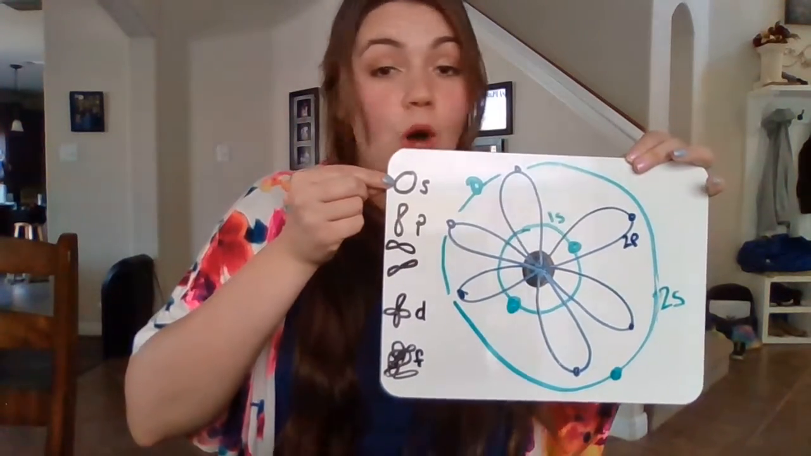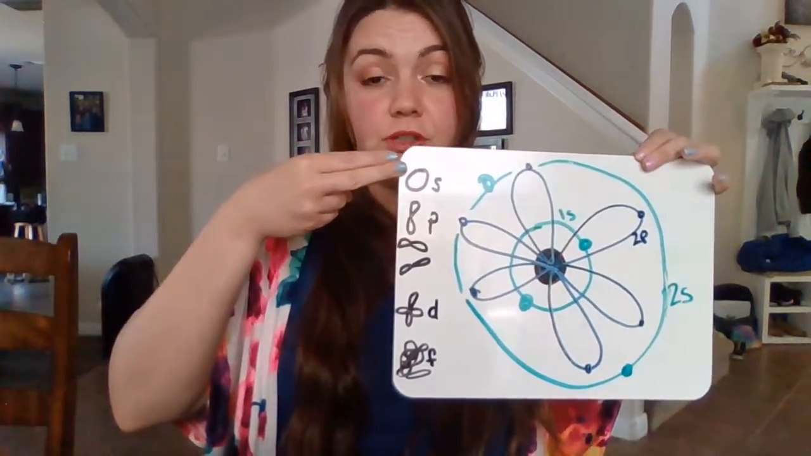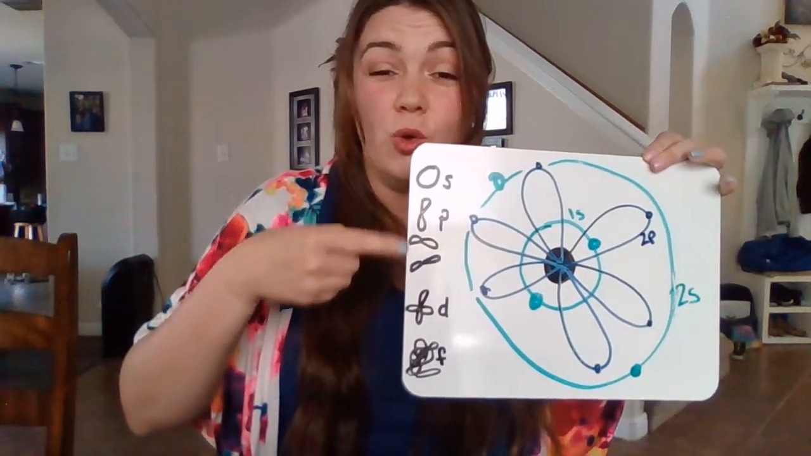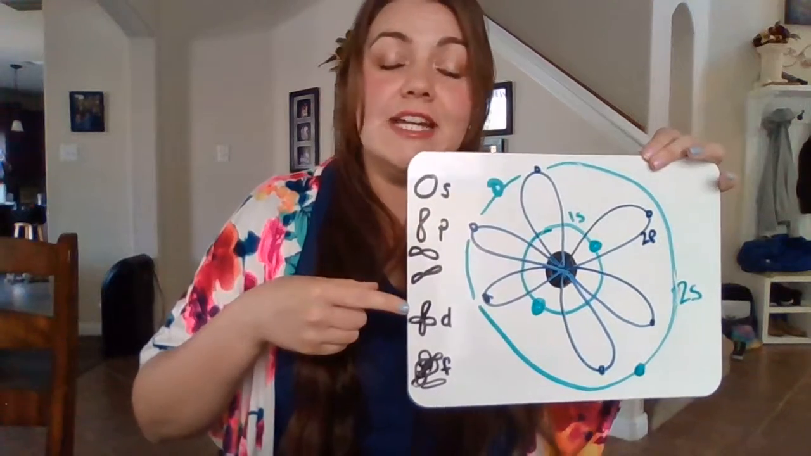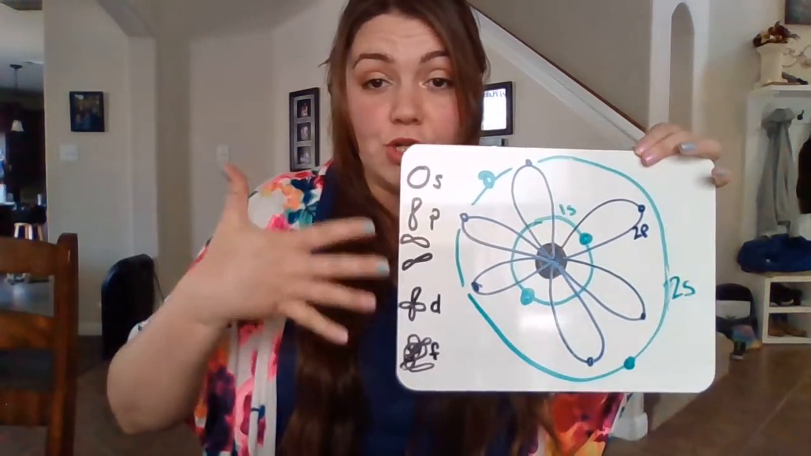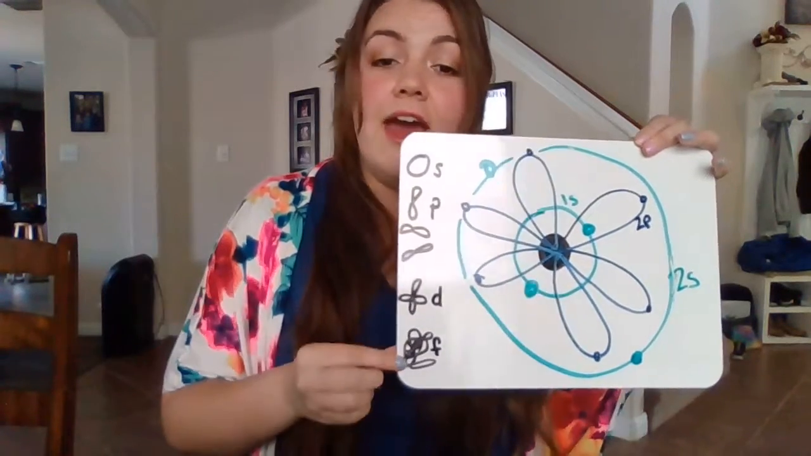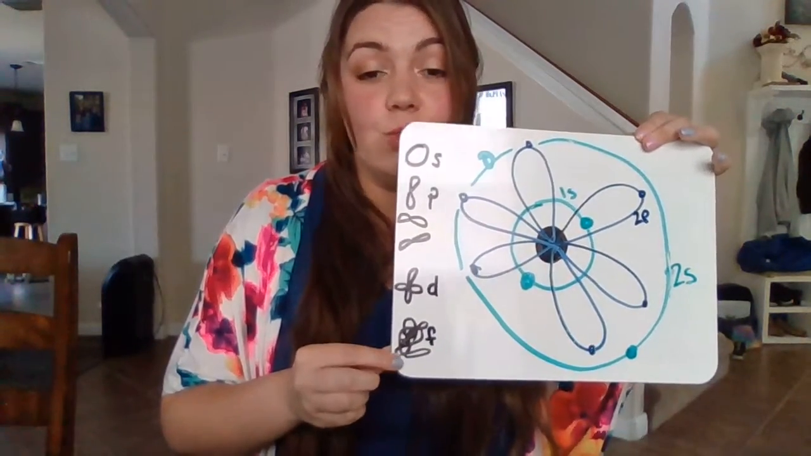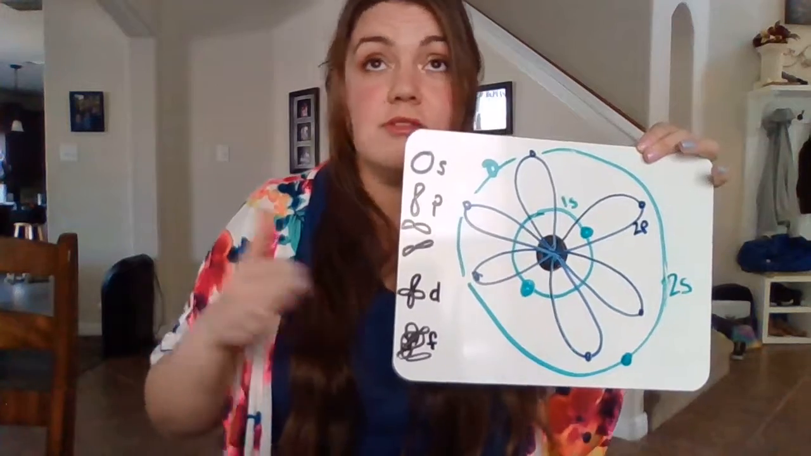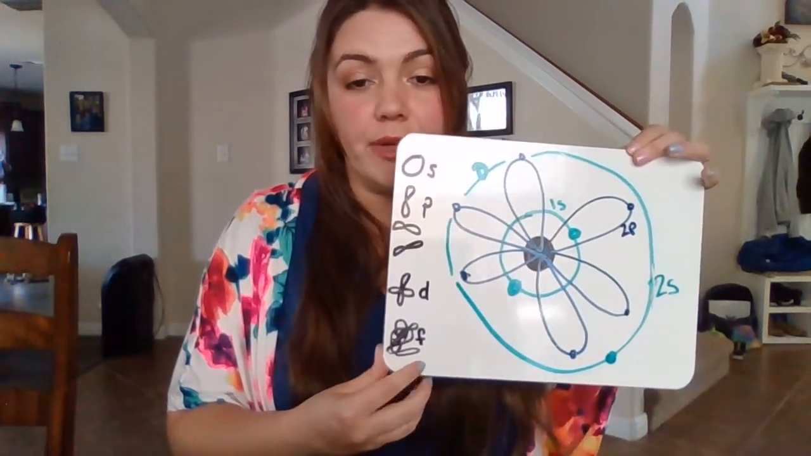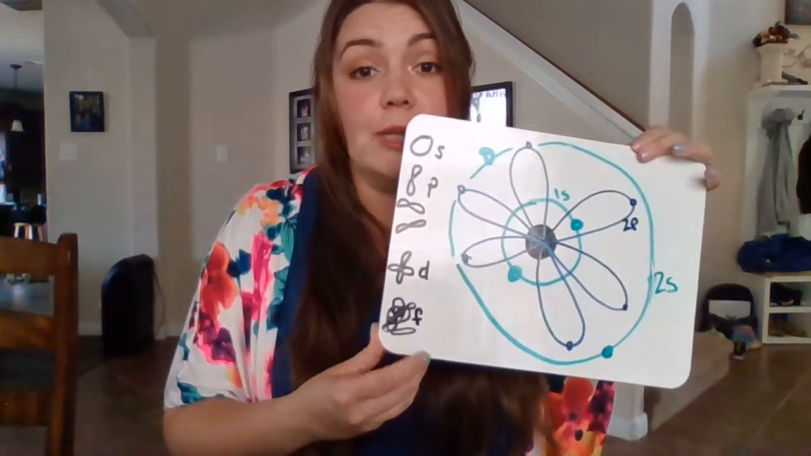So there's only one S sphere, 2 electrons. There are 3 ways to draw the P, 2, 4, 6, so it can hold 6 electrons. D I didn't write, but it has 5 ways to turn it. 5 times 2 in each one is 10. F, I said, has 7 ways to turn it. 2 in each one. 7 times 2 is 14. So we really only are going to get to this F shape hardly ever in this class, but it's for the really big atoms.